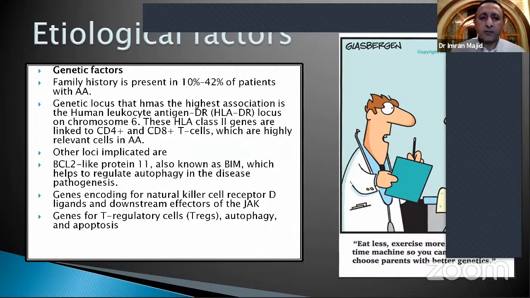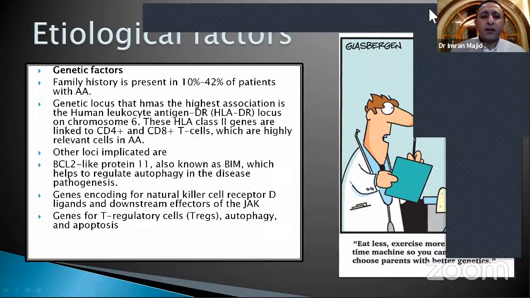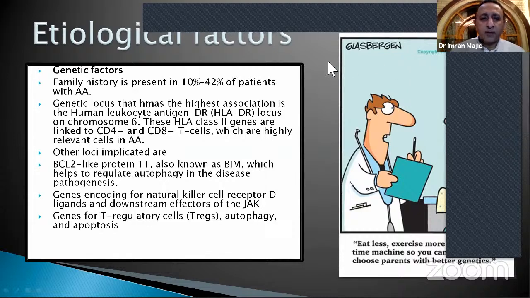There are some other genetic loci that are implicated, like the BCL2 like protein 11, also known as BIM, which helps to regulate autophagy in the disease pathogenesis. And then genes encoding for natural killer cell receptor D ligands and downstream effectors of the JAK pathway. And then genes for T regulatory cells or TREGs, autophagy, and apoptosis. So these are the different genetic loci that have been associated with alopecia areata.